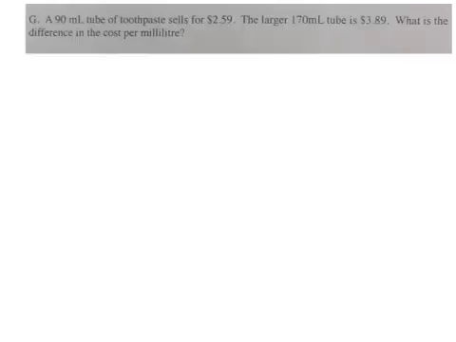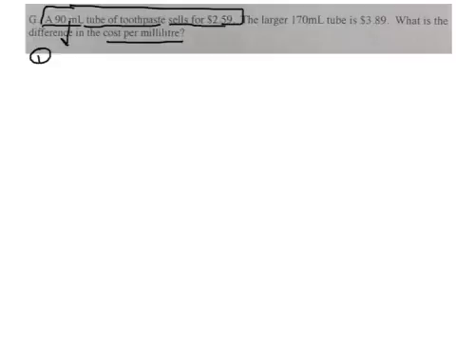Let's look at question G, and we'll start with the first sentence. A 90 milliliter tube of toothpaste sells for $2.59. They want to know cost per milliliter, and we'll be dealing with that at the end of the question. So we need to figure out how much this tube of toothpaste is for every 1 milliliter.